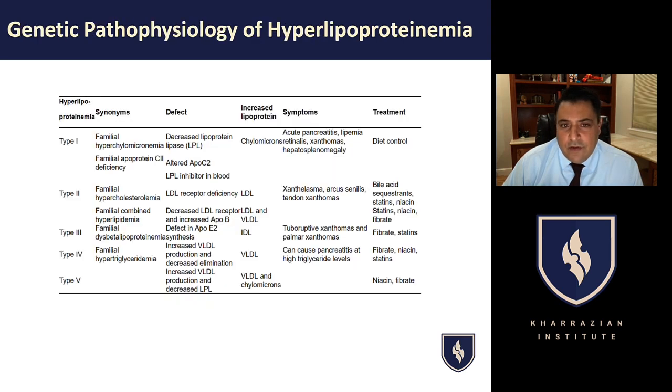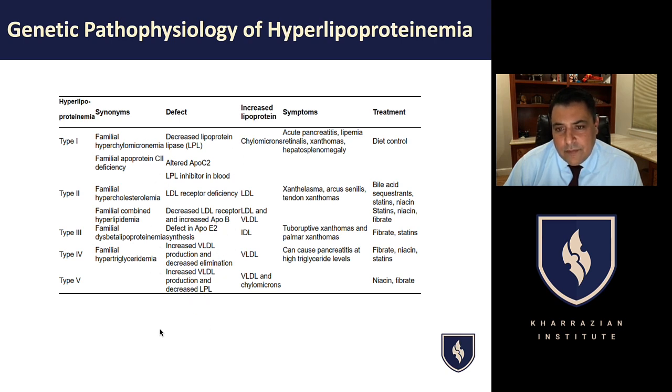Now, when you look at this chart here, it starts to give you more information, if you're not familiar with these lipoproteinemias. For example, with type 1s, the defect causing these elevated levels of lipoproteins is decreased lipoprotein lipase, altered ApoC2 protein, or an LPL lipoprotein inhibitor in the blood. And then with type 2s, you have an LDL receptor deficiency. With type 4s, you have increased VLDL production and decreased elimination. So these are the exact mechanisms that are happening with these.